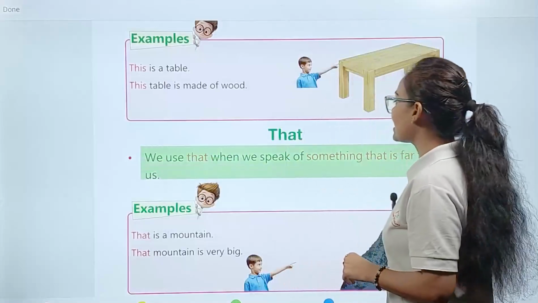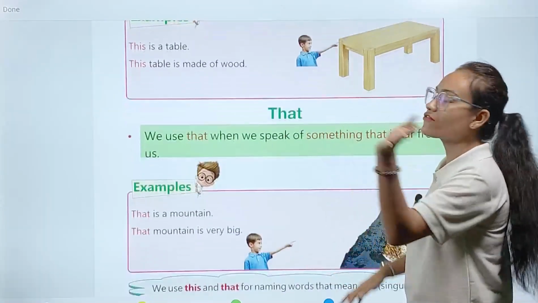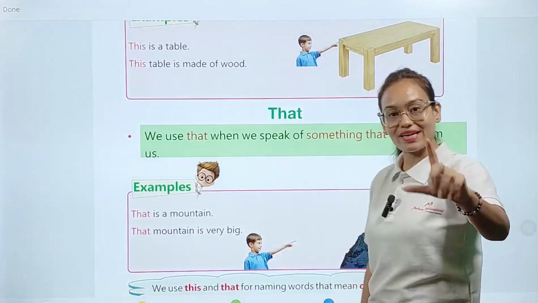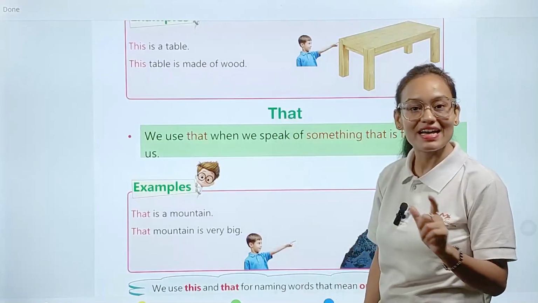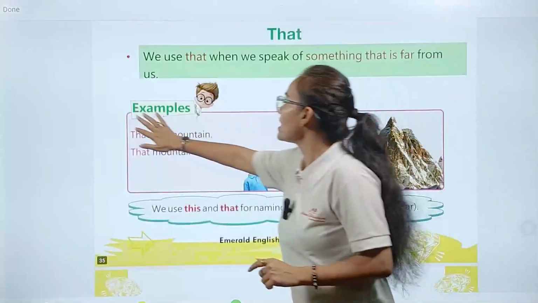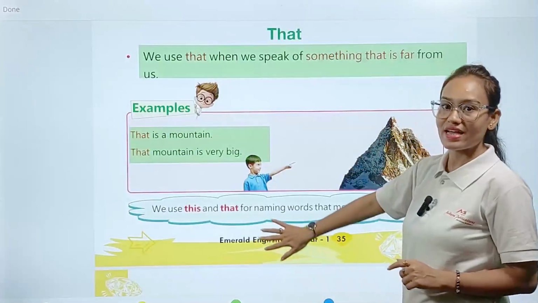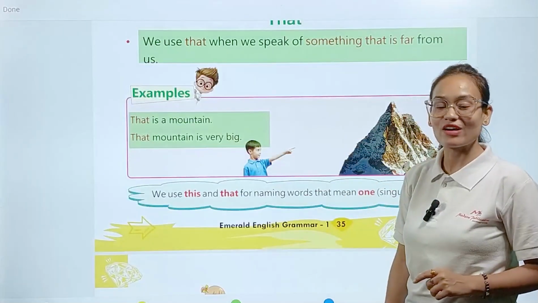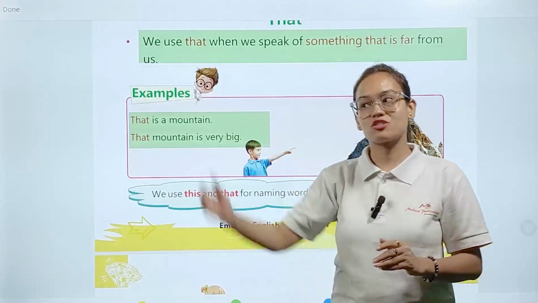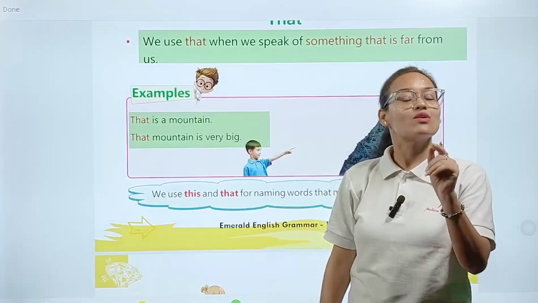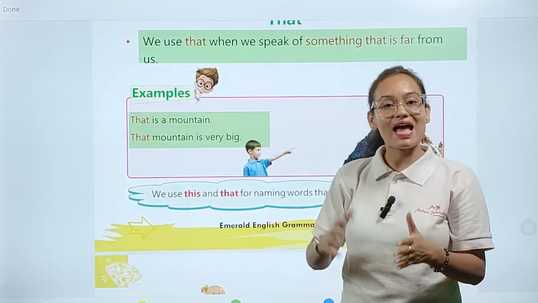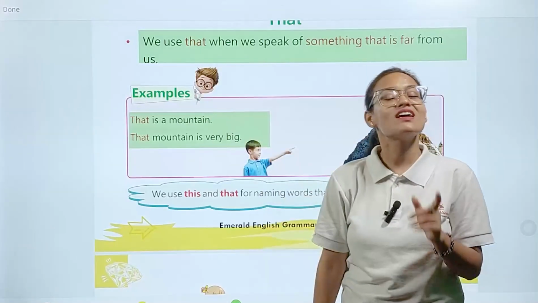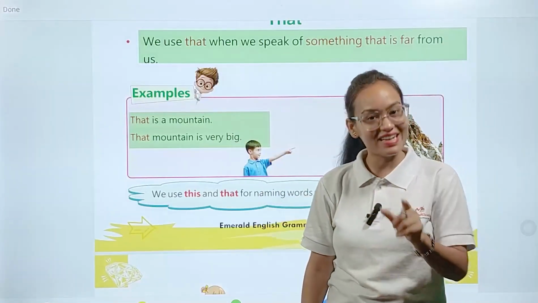Now where are we going to use that? We use that when we speak of something that is far from us. Whenever we are talking about anything which is very far from us, in this case we are going to use THAT. Example you can see: that is a mountain. That mountain is very big. Here you can see that the boy is talking about a mountain, and that mountain is very big. So whenever we are talking about anything which is very close to us or near to us, we use THIS. And on the other hand, when we are talking about those things which are very far from us, in this case we use THAT.